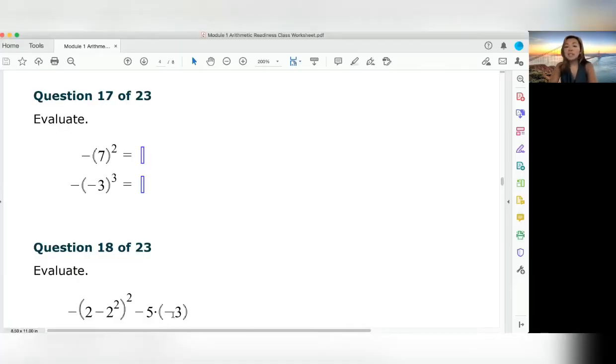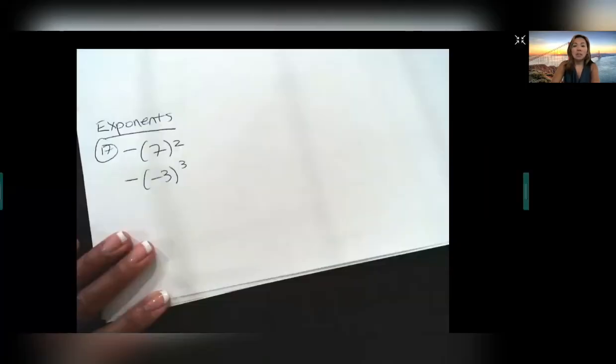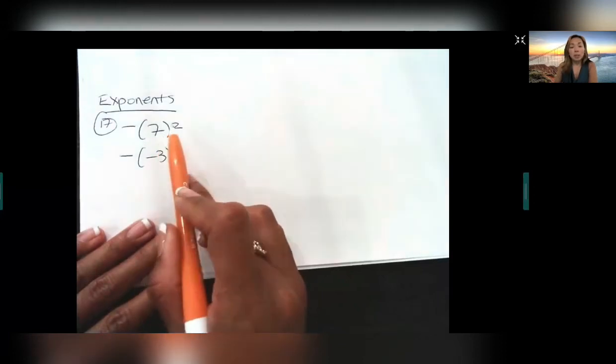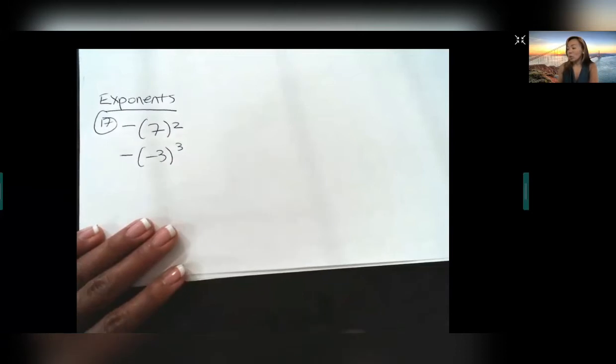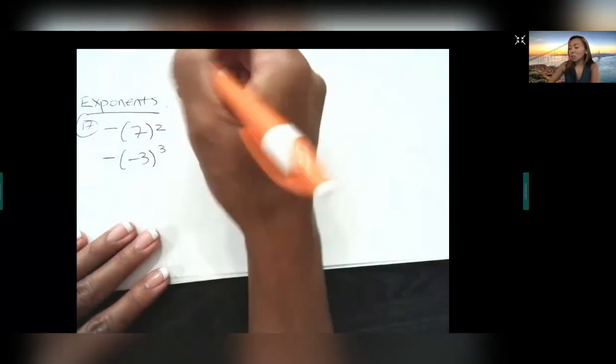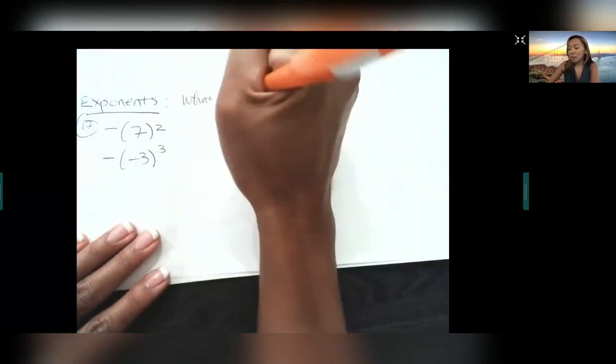In numbers 17 and 18, we see that we have what we call exponents. So if you look at this little 2 here and this little 3 here, these are called exponents. What are exponents and how do we evaluate them? So here in this problem, it's really important to ask ourselves, well, here's the exponent, what is the base? So whenever you have an exponent problem, you want to ask yourself, what is the base?